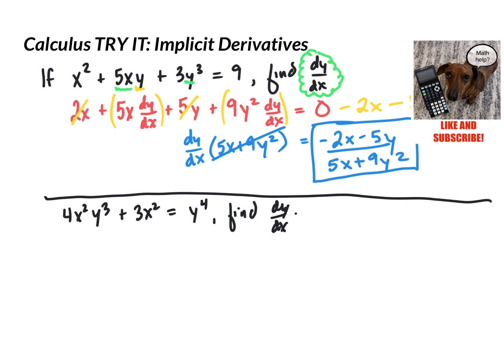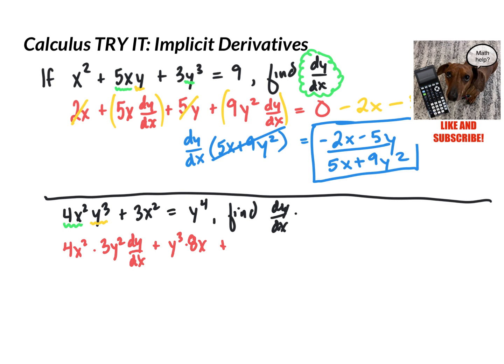Let me show you how I would do this problem. I would start by saying that this first piece is a product of two functions, 4x squared and y cubed. So I would say the first times derivative of the second. Make sure and use your chain rule. So 3y squared dy dx plus the second, y cubed, times the derivative of the first, which would be 8x. So I've done my product rule. Then I can move on.